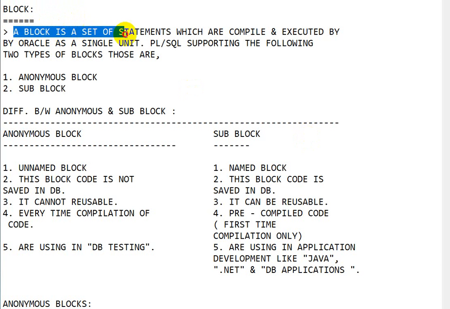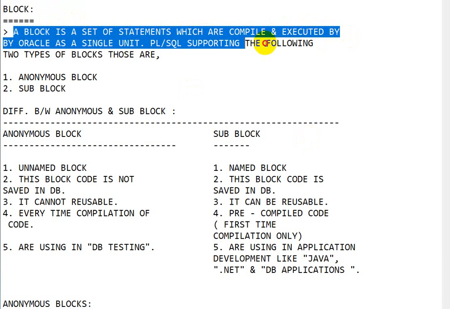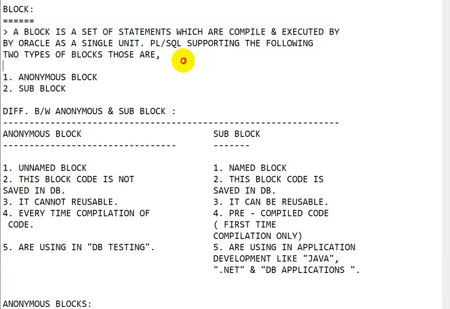So a block is a set of statements which are compiled and executed by the Oracle as a single unit. PL SQL supports the following two types, which are the anonymous block and sub block. So let us see what is the difference between anonymous block and sub block. First difference is these anonymous blocks are unnamed blocks and the sub blocks are named blocks.